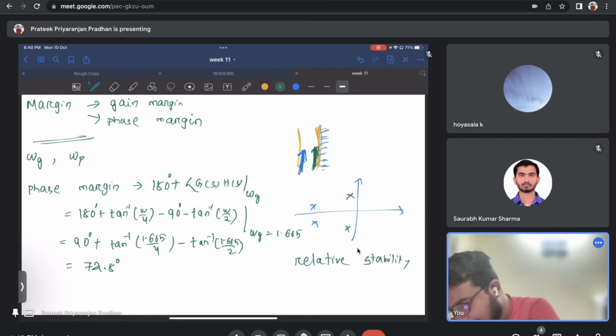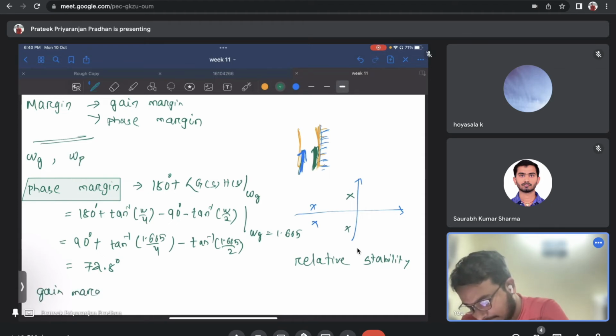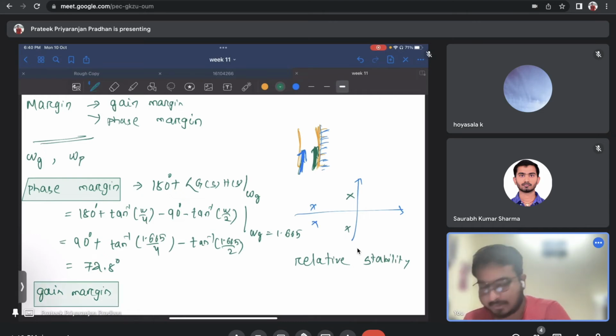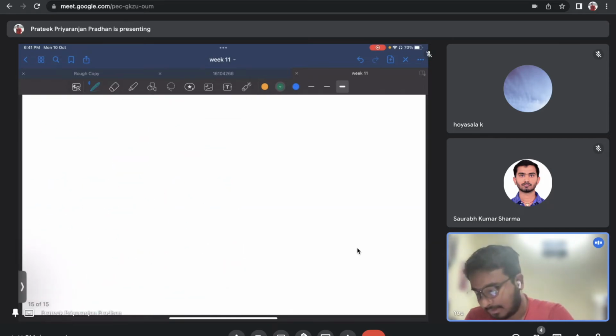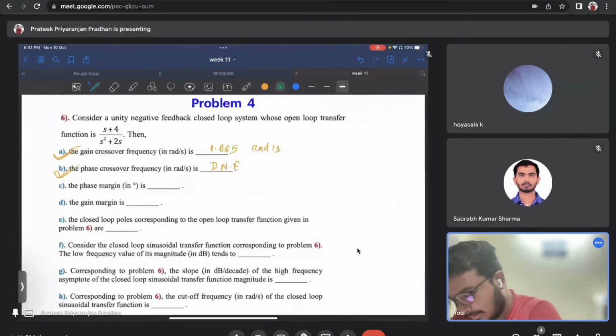Remember, for phase margin we need the gain crossover frequency, and for gain margin we require the phase crossover frequency. It's like the opposite. So this is the gain at the phase crossover frequency. As we know, the phase crossover frequency omega p doesn't exist, so the gain margin is infinity. That means no matter how much gain I give into the system, it will never go into instability. So I'll just write the answers: this is 72.8 degree and this is infinite.